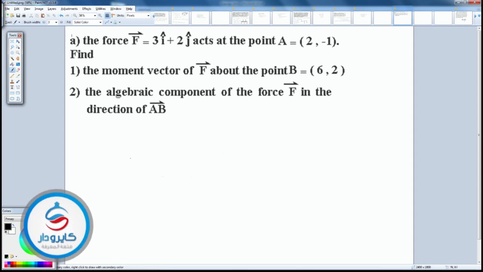Question number 8. The force vector F equals 3 in the direction of unit vector I plus 2 in the direction of unit vector J, acting at the point A equals the ordered pair 2 and negative 1. Find number 1, the moment vector of vector F about the point B equals the ordered pair 6 and 2. Number 2, the algebraic component of the vector F in the direction of vector AB. Solution.